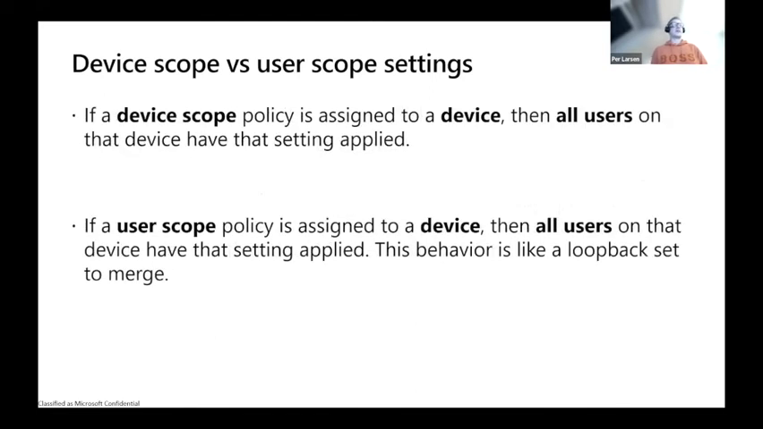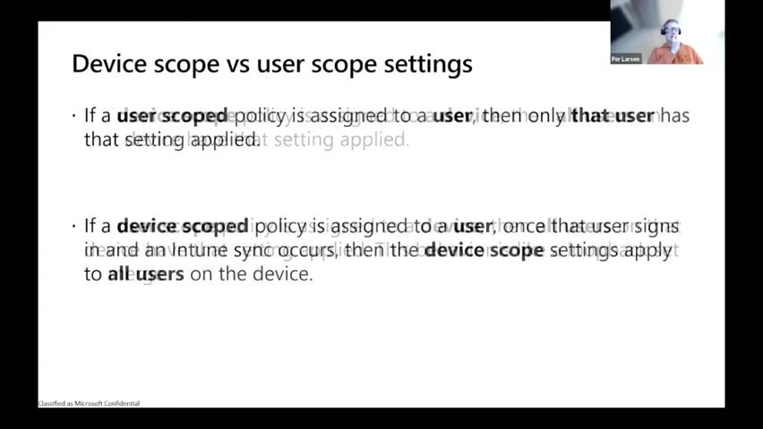So what else can we say about device scope versus user scope settings? If a device scope policy is assigned to a device, then all the users on the device will have that policy in effect. If a user scope policy is assigned to a device, then all users will have that policy. That should be pretty straightforward. And if a user scope policy is assigned to a user, that signed-in user will have that policy. And if a device scope policy is assigned to a user, the device scope setting will apply to all the users on the device.